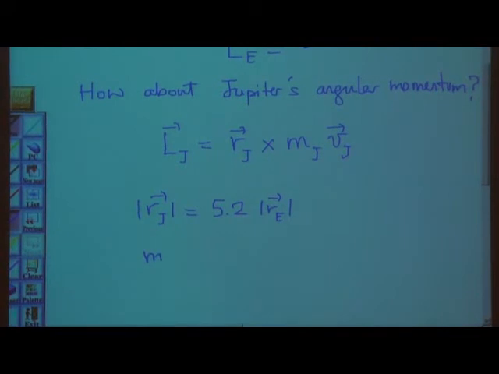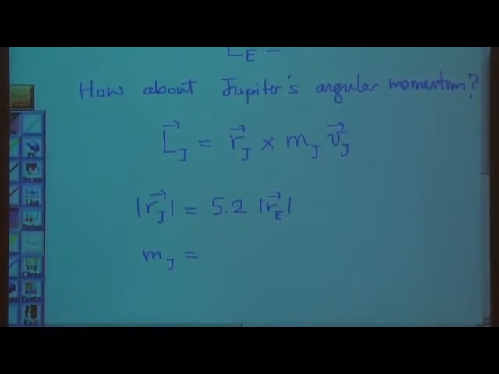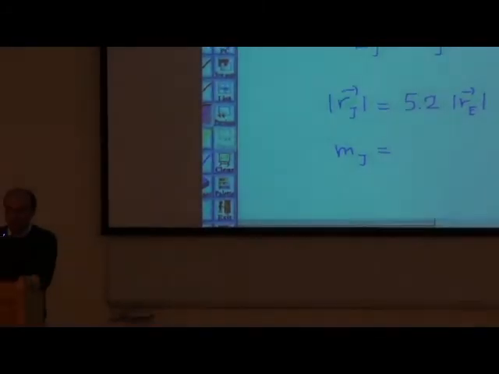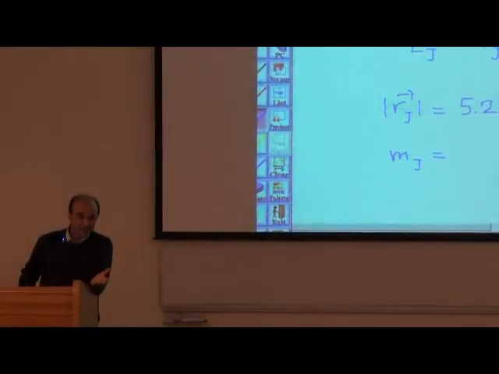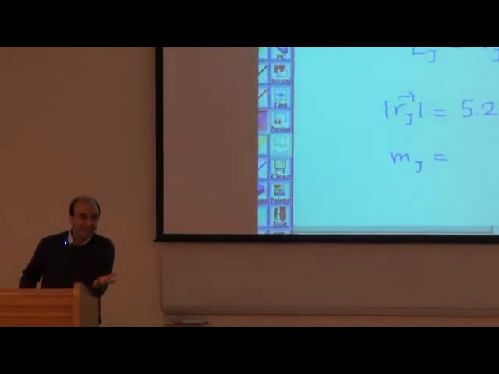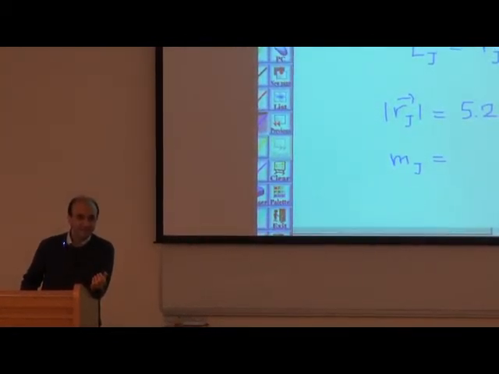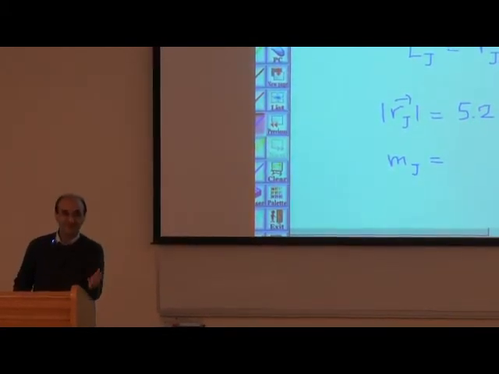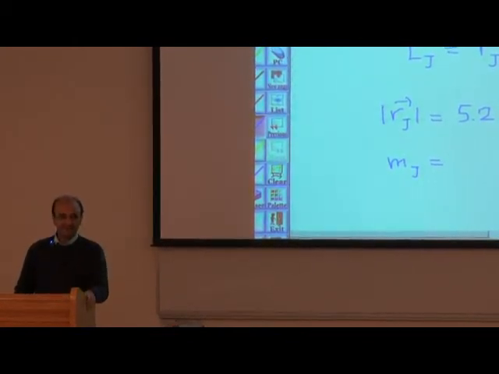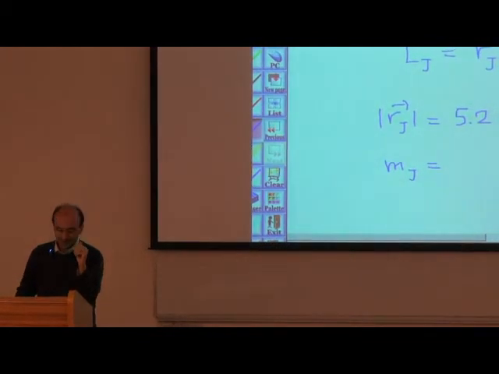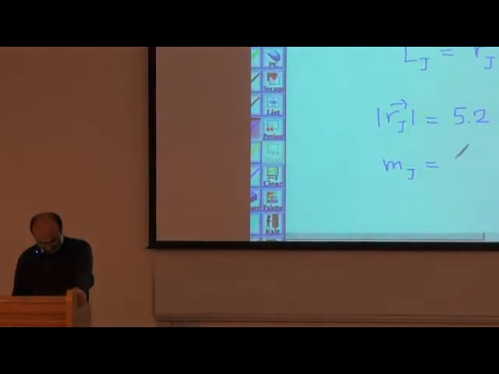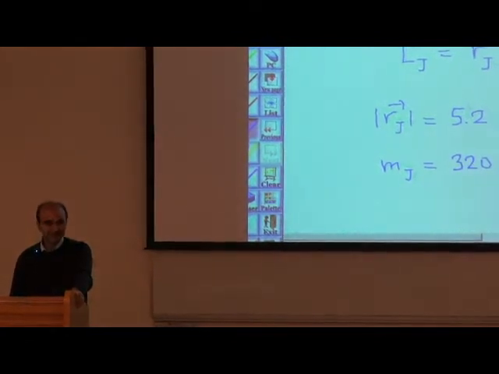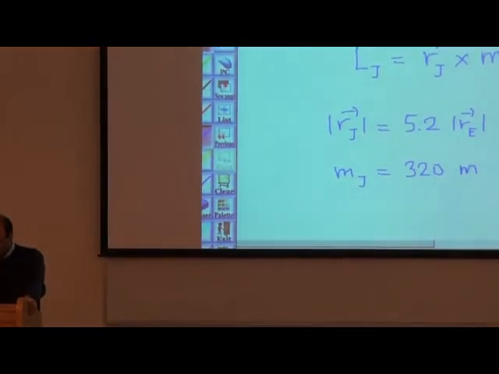The mass of Jupiter is larger than the mass of Earth. I hope there's no doubt about it. How much larger? Can you make any guesses? 10 times? 50 times? 2 times? 33 times? Almost correct, but not correct. The mass of Jupiter is about 320 times larger than the mass of Earth.